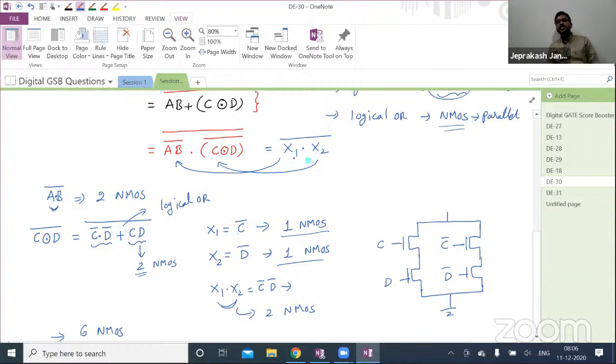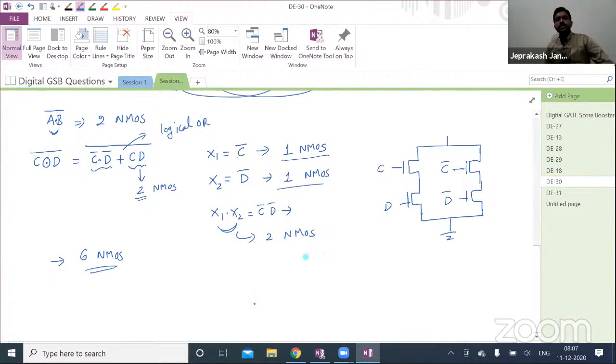Here you're having logical AND, right? So that means you have to use two NMOS transistors. Yes or no? You have to use two NMOS transistors in series. All of you please respond. Where x1 is AV bar, x2 is this expression.